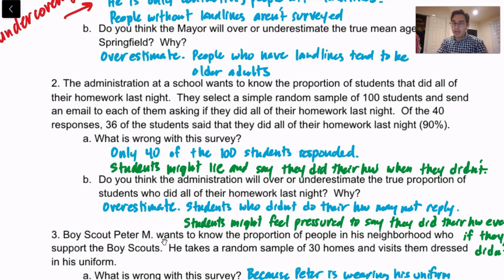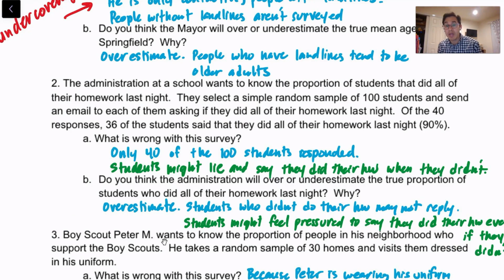All right. So will the administration get an overestimate or an underestimate of the true proportion of students who did their homework? So we're most likely going to get an overestimate. Number one, students who did not do their homework are probably the ones who didn't reply in the first place, right? So those 60 students who didn't reply might have been ones who didn't do their homework.